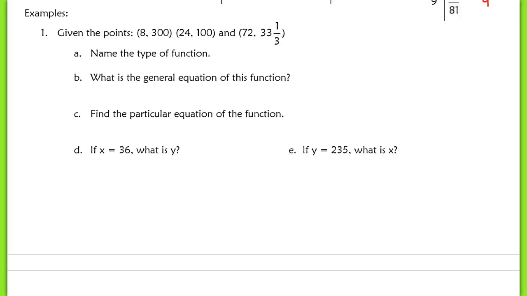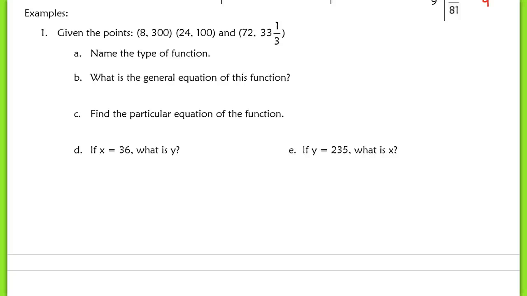Now, obviously, we're studying variation functions, so this is going to either be a direct variation function or an inverse variation function. But on your final, you can't just assume that. So remember, you've got ways and methods of deciding if it's a quadratic, if it's a linear function, if it's exponential, and so on.